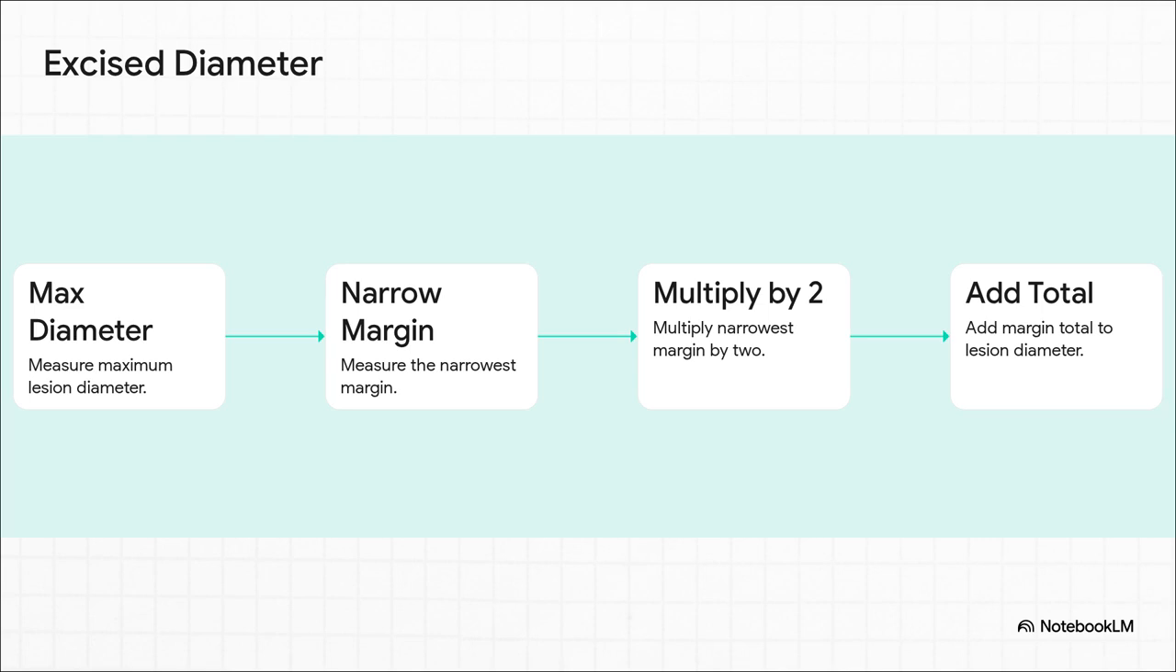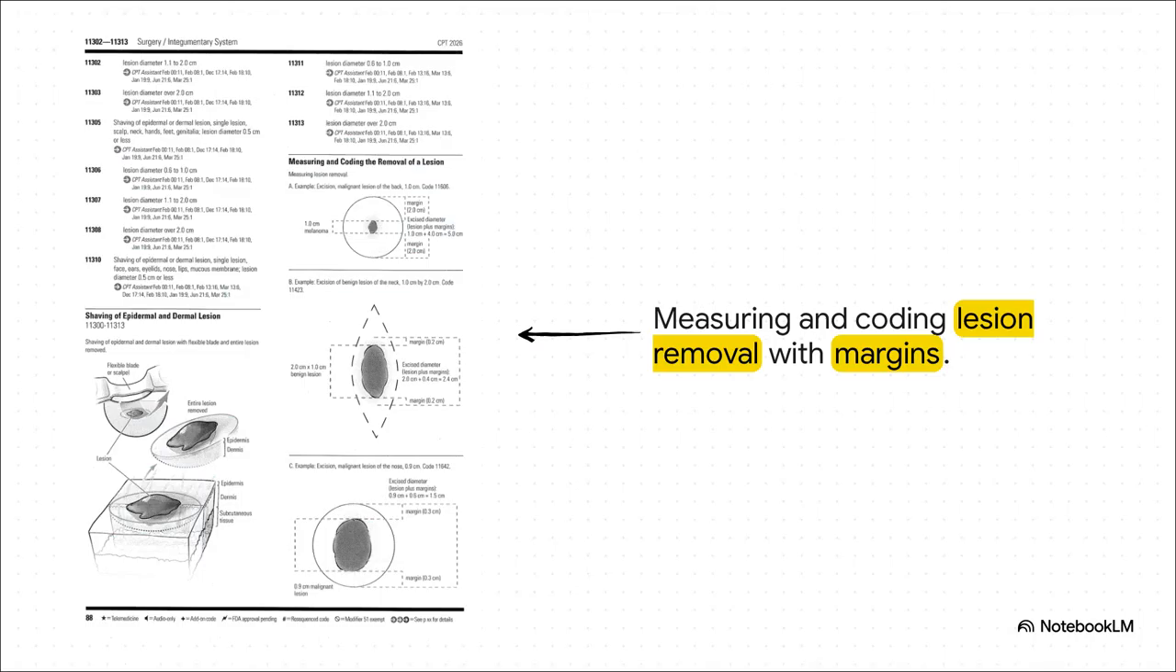Step 1, measure the widest part of the lesion itself. Step 2, find the narrowest surrounding margin the doctor removed. Step 3, multiply that narrowest margin by 2, because there are 2 sides to the lesion. And step 4, add that margin total to your original lesion diameter. Let's look at how this math plays out in real life.